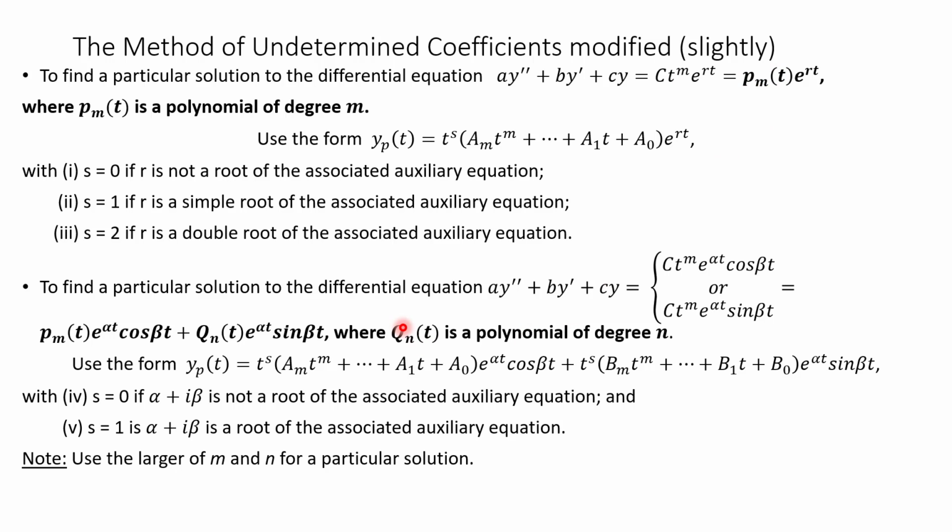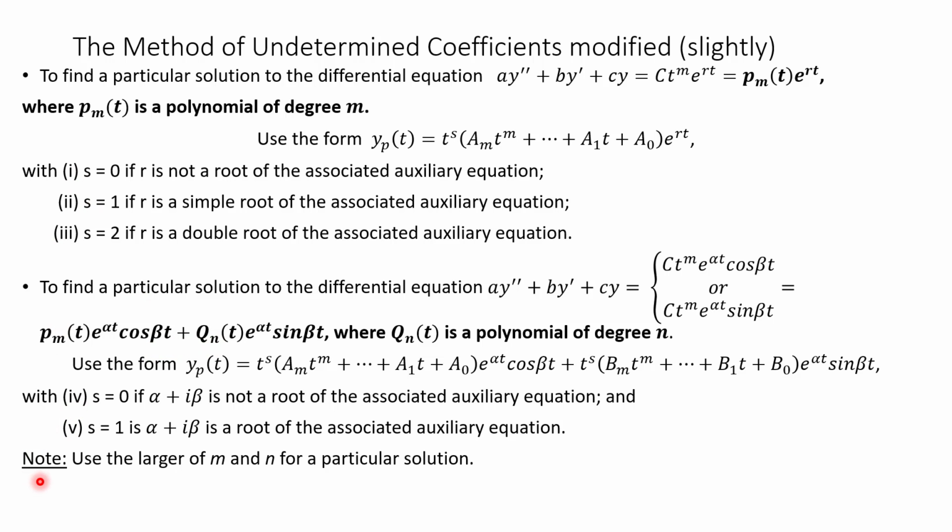Very similar down here. Notice the format of what this equals. We have the same thing, p sub m of t is a polynomial of degree m, and q sub n of t is a polynomial of degree n. So we're just changing what the non-homogeneous terms look like, modifying the format slightly, but the method is still the same.